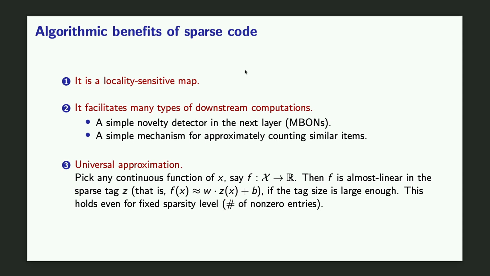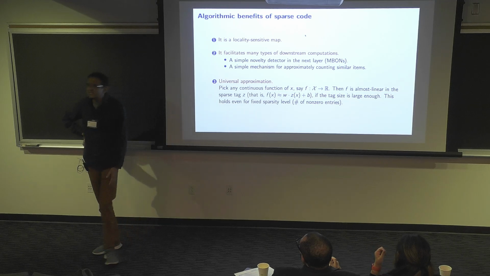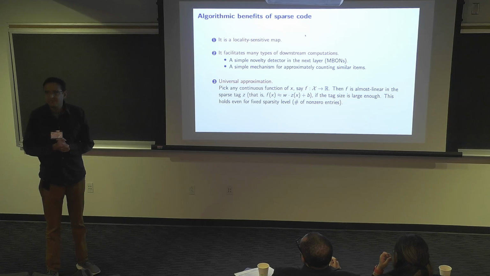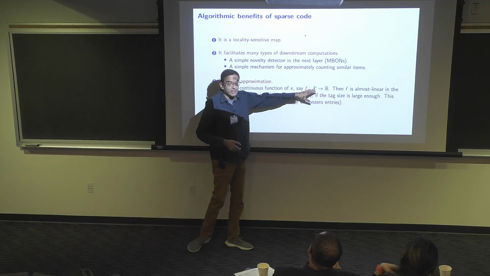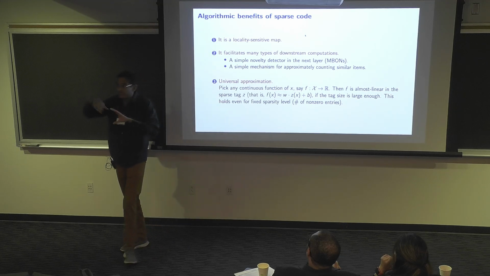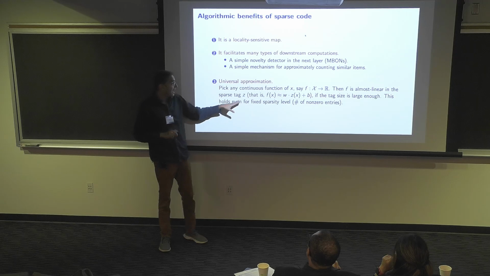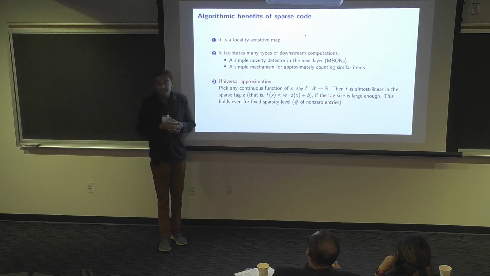And why does it facilitate classification? That's something I'll talk a little bit more about soon. It's also not hard to see that this representation has the kind of universal approximation property that we're familiar with from neural nets. It's known that if you take any continuous function, you can approximate it using a neural net as long as there are enough hidden units. Something very similar holds here. If you take any continuous function of your input, then that function is almost linear in the representation. So even though the original function was nonlinear, in terms of this new high-dimensional representation z, the function is almost linear as long as the dimension of z is large enough.